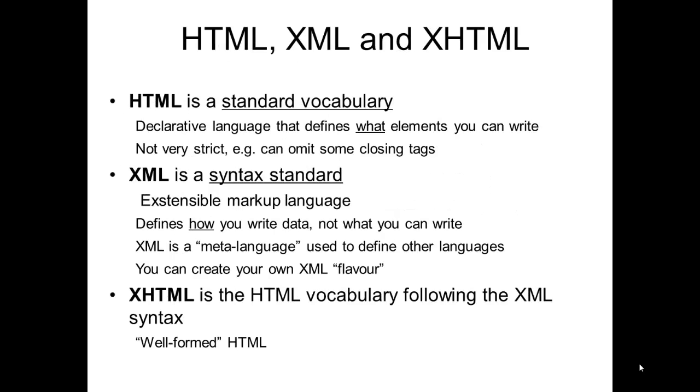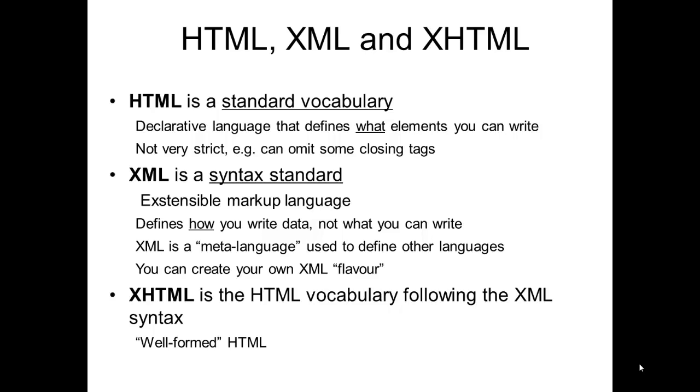So what's HTML, XML, and XHTML? HTML we've seen, it's a standard vocabulary. It is a declarative language that defines what elements you can write. It defines A tags, header tags, anchor tags, image tags. They are defined. You can't create your own HTML tag and start using it, adding it into HTML. It doesn't work. It's a defined set of words or tags that you can put in your HTML documents. It's also not very strict in that browsers in general are quite tolerant of people forgetting to close their tags and things like that.